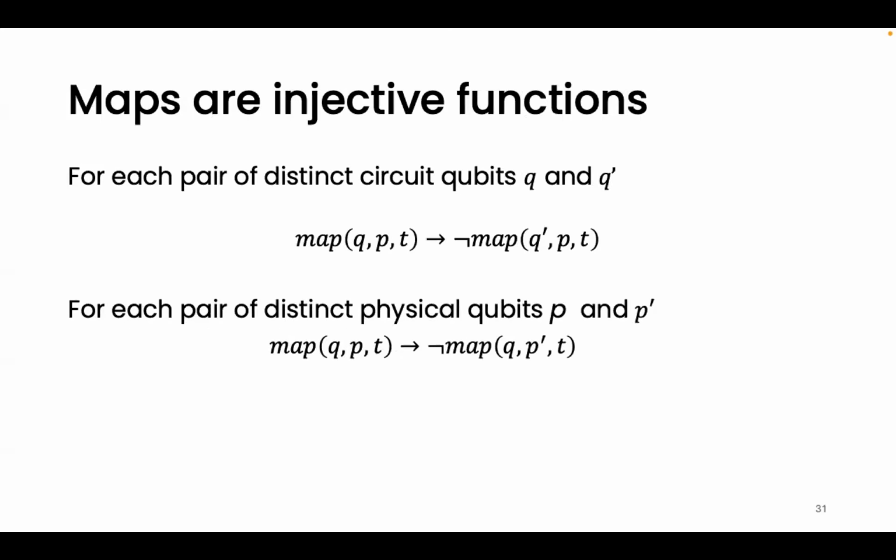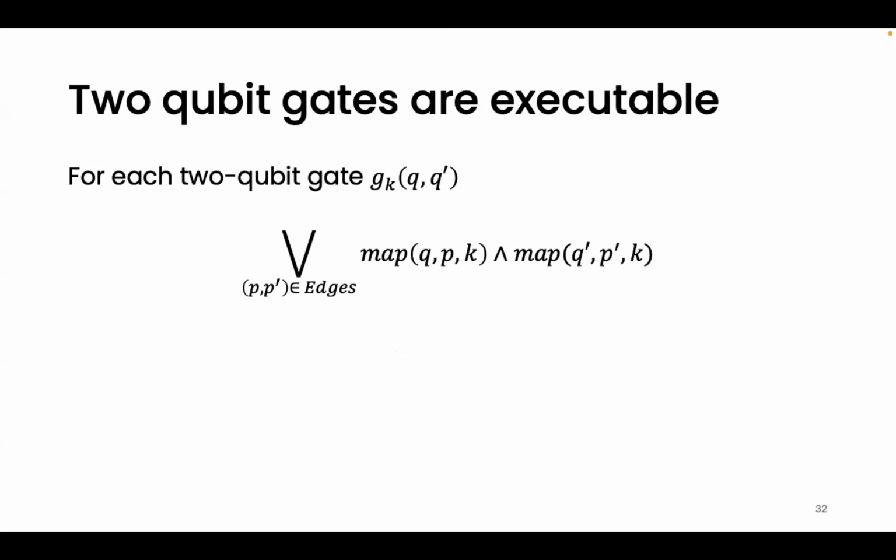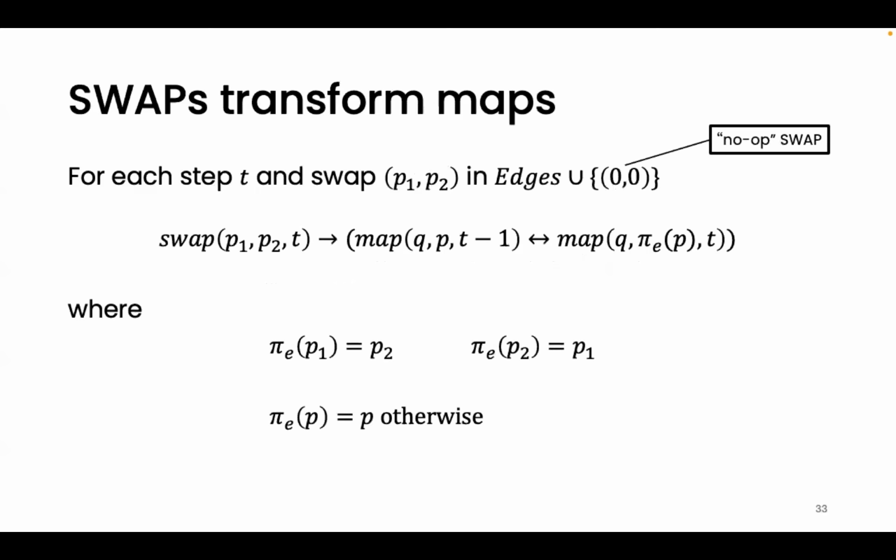Okay. This first part, maps are injective functions. You have this pair of dual formulas, one that says the injective part, that you can't have 2 qubits that are mapped to the same physical qubit, and one that says the function part, you can't map your same logical qubit to 2 different physical qubits. And then the 2 qubit gates are executable. Basically, it's a big disjunction of the edges. One of the edges needs to work for executing our gate is basically what this says.